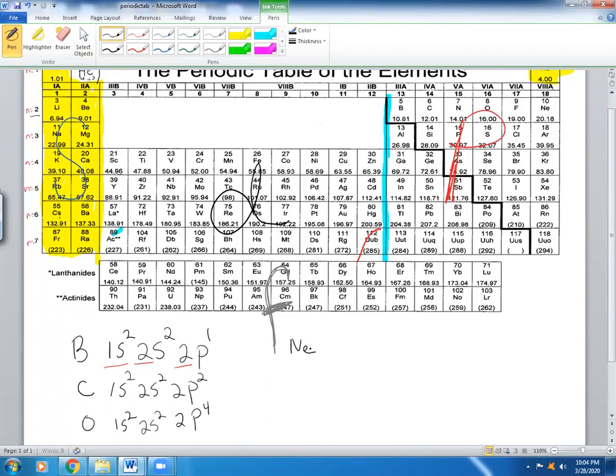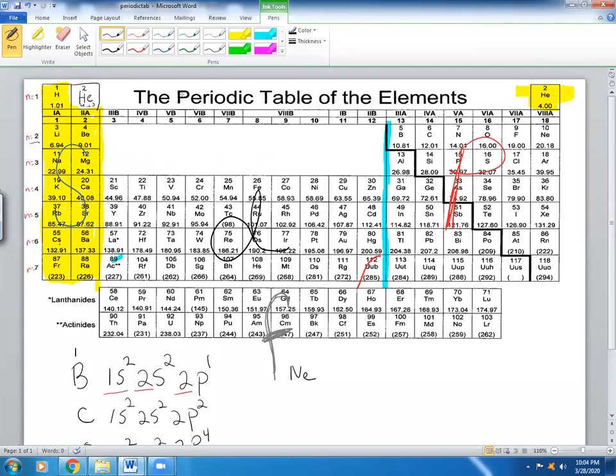Let's do Ne. From scratch. 1S2, 2S2, 2... How many boxes to get to the Ne? 1, 2, 3, 4, 5, 6. 6 boxes. Okay.